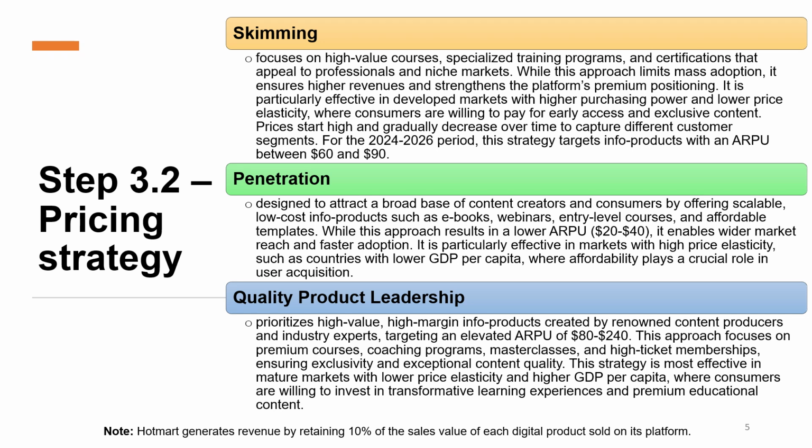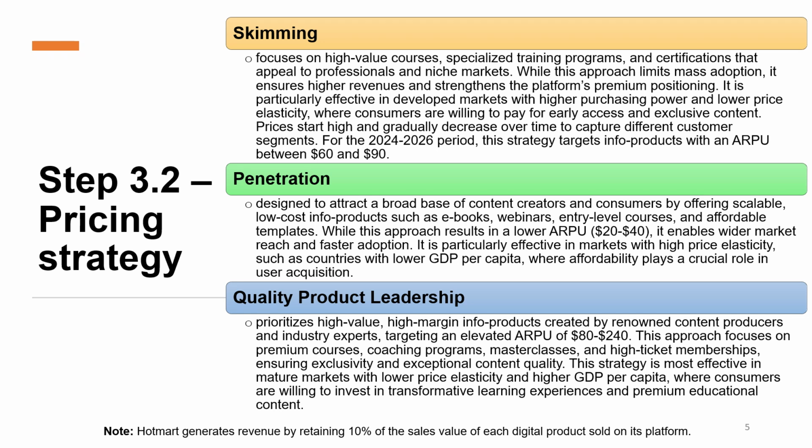Of course, this will result in lower average revenue per user, but market penetration and adoption speed will be really fast. This is ideal for price-sensitive markets with high price elasticity where affordability plays a key role in user acquisition. You may expect that your average revenue per user will vary between $20 and $40 for the period of 2024 and 2026. Then we have the third strategy, quality product leadership.